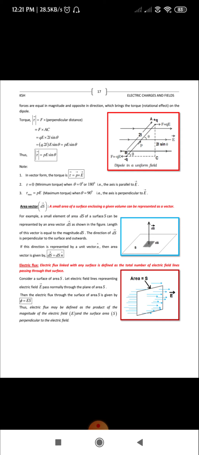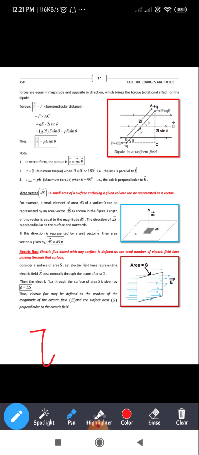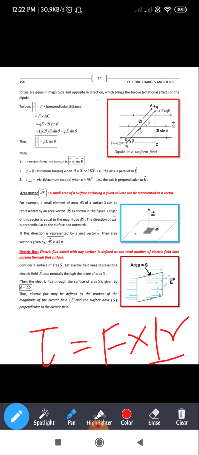So how are we going to express the torque? First of all, the torque is denoted by the letter tau, right? So tau is equal to the force experienced by any of the charge, into the perpendicular distance. Okay, you can see in the next line we have written F into the perpendicular distance, which we have taken as AC there.